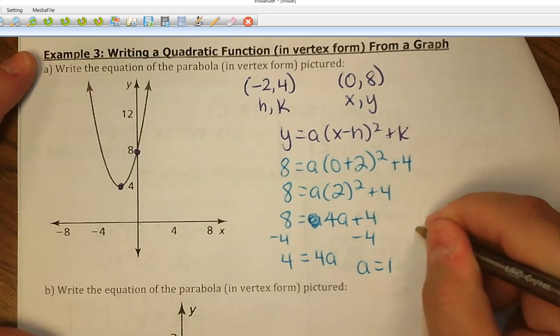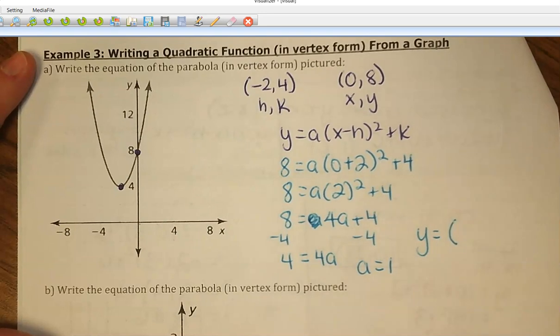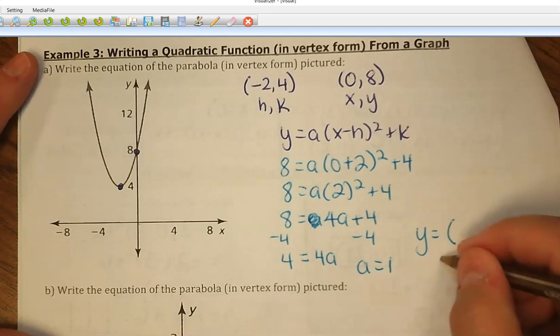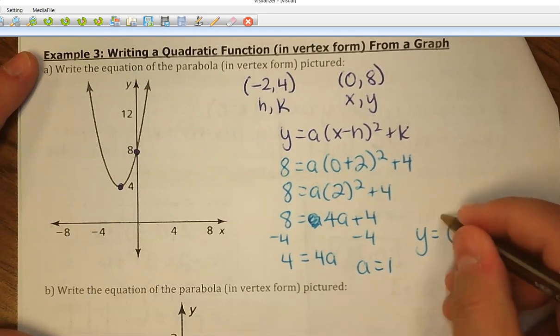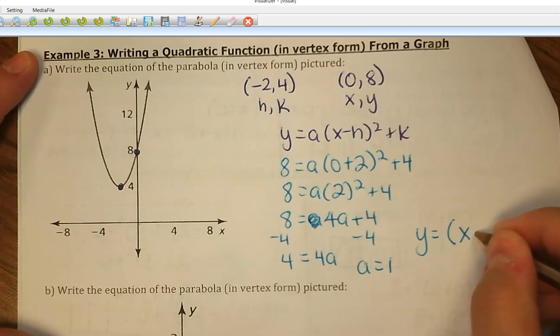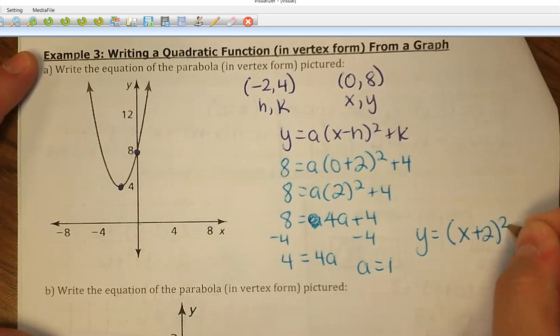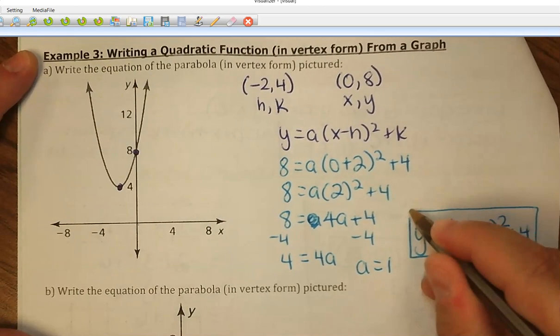But my equation here, they're not going to write a 1 in front of the parentheses. They're just going to start with parentheses. If it exists, it implies that there's a 1 there. So the a value is 1. That kind of would go there if we were thinking about it. This is going to be x plus 2 squared and then plus 4 for your equation.